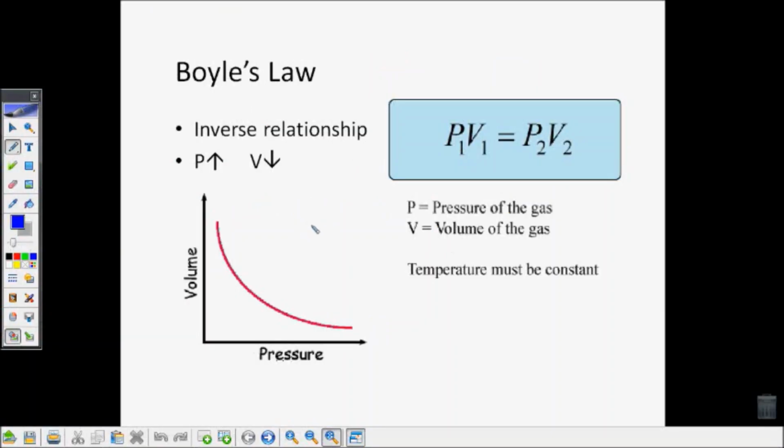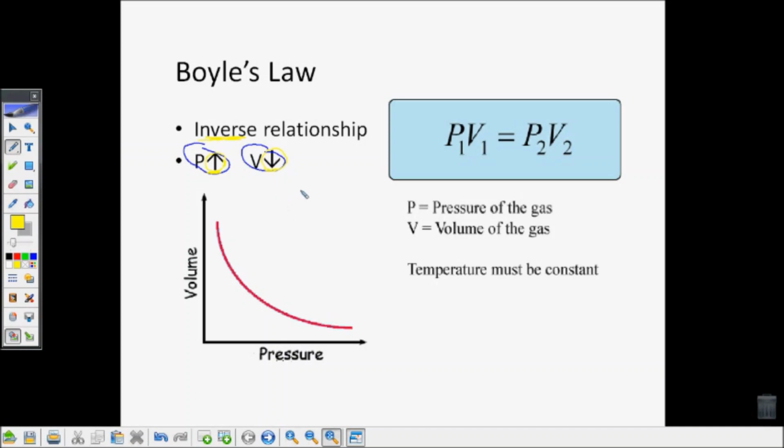So we're going to start talking about Boyle's law. Boyle's law, of course, is named after the scientist, and his last name Boyle, says that as pressure goes up, volume goes down. So because one goes up and the other goes down, we're going to say that this is an inverse relationship because they do opposite things. Pressure increasing and volume decreasing.